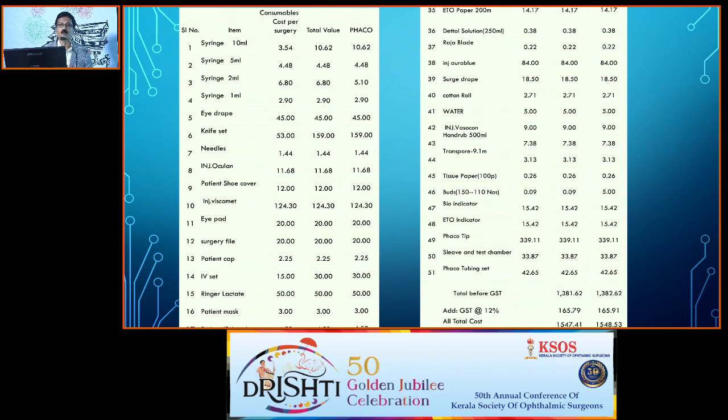Consumables, similarly, you have to take the cost of all syringes and blades and caps, ringer's lactate and phaco tips, right up to phaco tips, phaco sleeves, your sterilization things, consumables like ETO indicators, Y indicators. So everything, this is for our hospital, for the amount of surgeries that we do. We have found that the cost of all these consumables comes to some 1,500 rupees per phaco surgery.